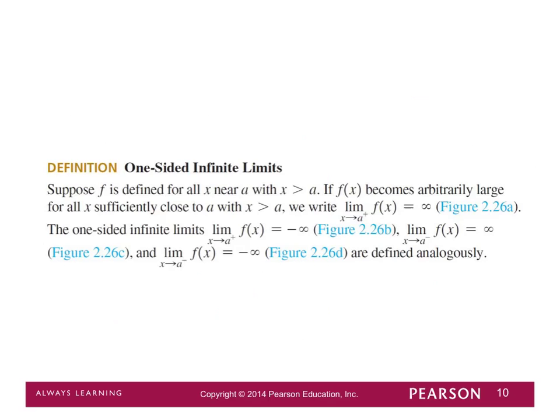That's saying that we have a function that's defined for all x near a, and x is greater than a. And so if f of x is getting very big or arbitrarily large for all x sufficiently close to a, then we say that the one-sided limit from the right is equal to infinity. And we can do the other side and say that if it's getting arbitrarily small or a very big negative number, then we say it approaches negative infinity. And the same thing happens with coming from the left. So if we have x values less than a.